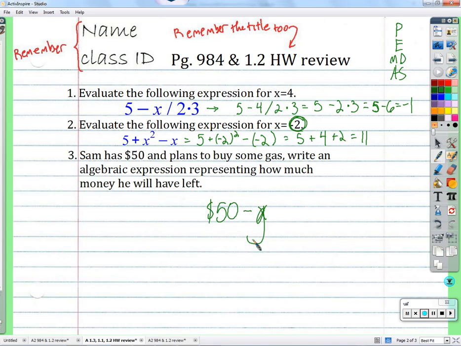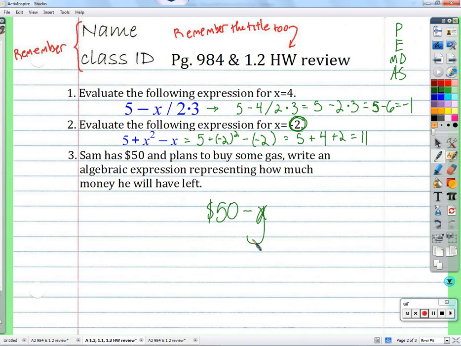Does that mean he's gonna have more money or less money when he's done with that? Less, right? That's something to think about. Write an algebraic expression representing how much money he will have left. He's gonna start with 50. $50. You could have a dollar sign there or not. It doesn't matter all that much.